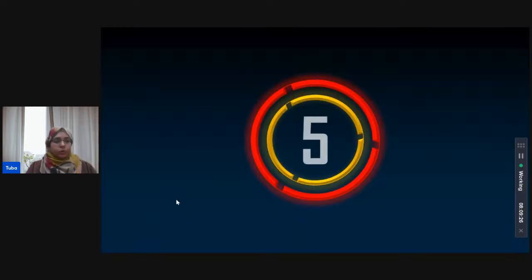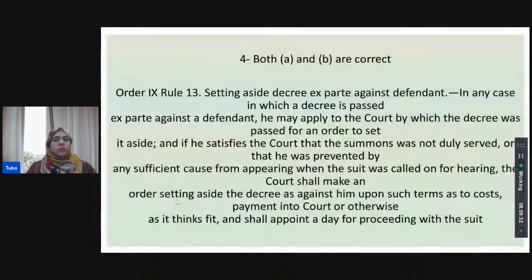Is only A correct, or are both A and B correct? Aditya thinks option 4. I'm starting the timer. Subrat also thinks option 4. Shaktish also thinks option 4. That is correct. Order 9, Rule 13 provides, again, we discussed this before, the provisions for setting aside a decree ex parte against a defendant. In which circumstance will it be allowed?